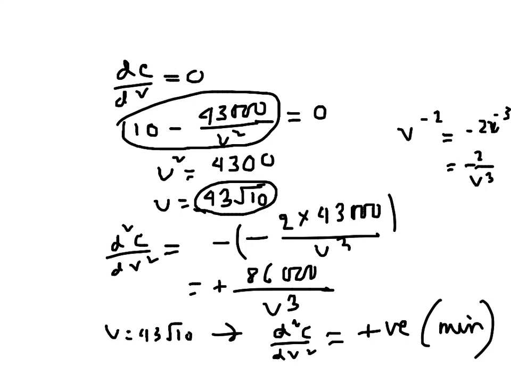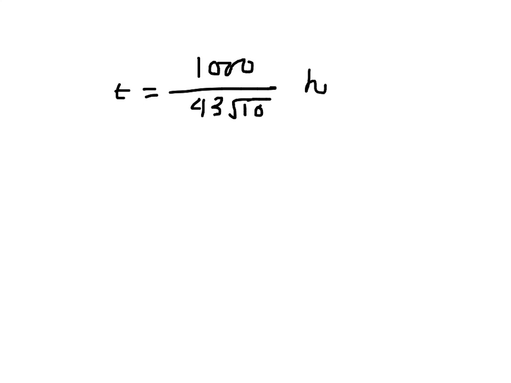So in order to do that, I will erase this part. We know that it has to travel 1000 miles and the speed we found was root 4300. So the time it will take will be 1000 over this speed. This is the speed at which it can go that will minimize the cost. That is fine. However, we also have to look at the other constraint, which is it can no longer drive more than 12 hours.